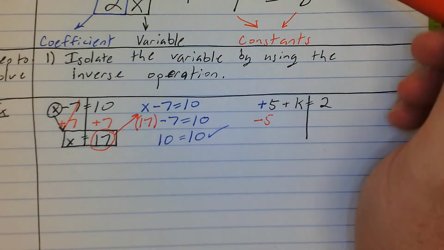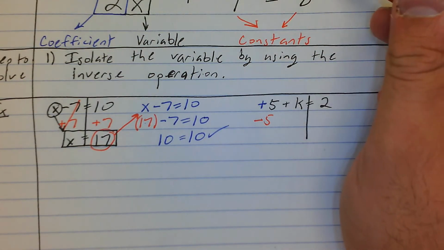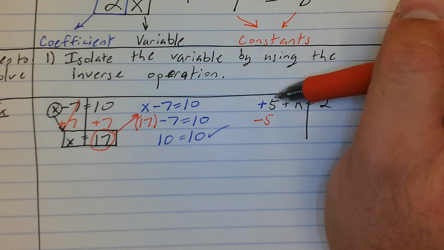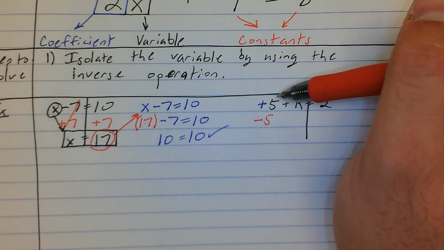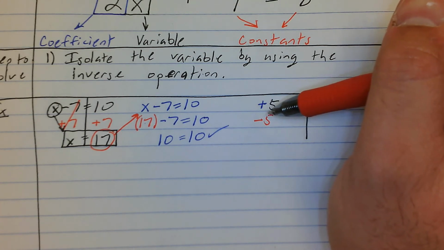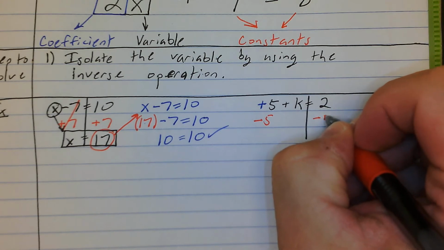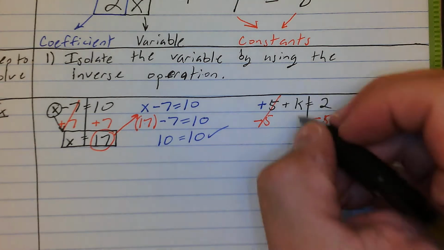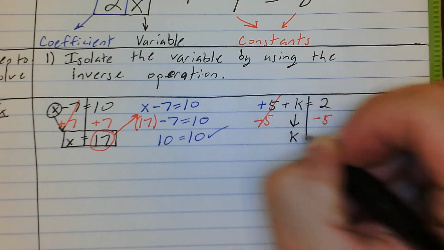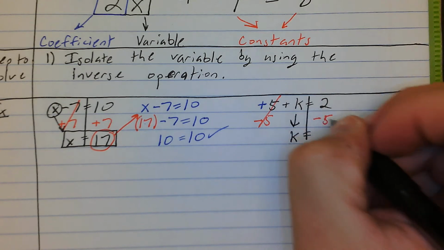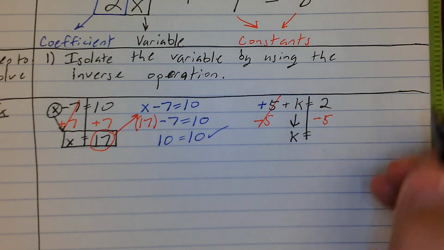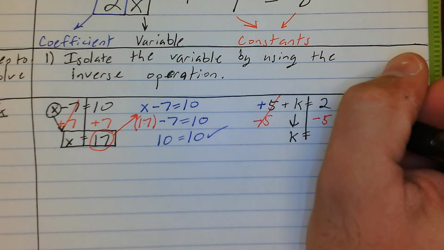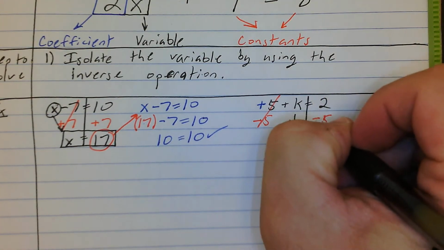Remember, inverse operation can also be the opposite of the given value, not just a given expression or equation. So since I'm given the value of positive 5, I'm going to do the opposite of positive 5 and subtract 5. What I do to one side, I also have to do to the other. 5 minus 5 is 0. They cancel out. I bring the k down. And then I have 2 minus 5. If I draw out my number line, or even if I just write it out, 2 minus 5 gives me negative 3.